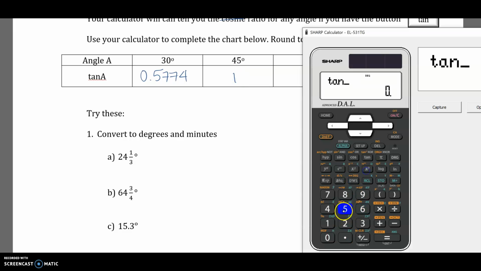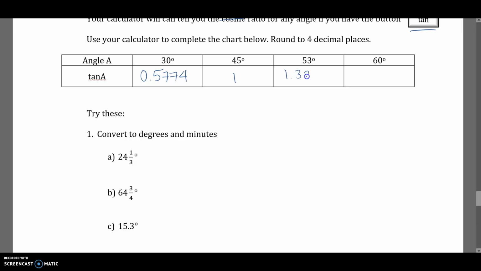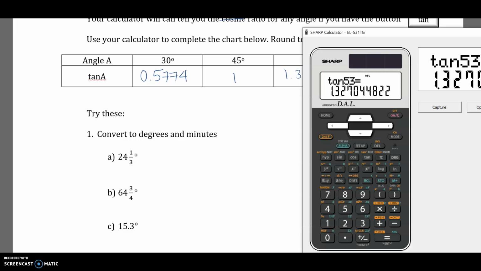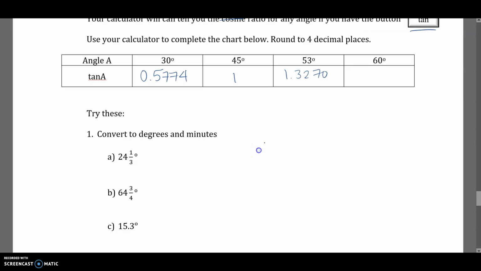Tan of 53 is 1.3270. And tan of 60 degrees is 1.7321 when we round. So these are the basic skills we'll build on next week when we're solving right triangles. Try the practice, pause the video here, see if you can work through these on your own, and then you can restart the video to check your answers.